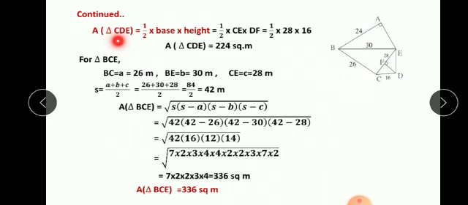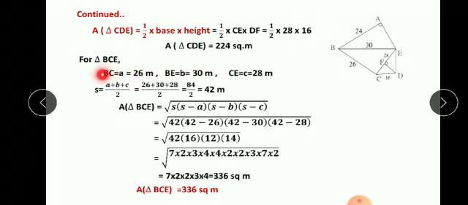Now let us find the area of triangle CDE. We will take half into base into height, that is half into, which is the base here? Base is CE and height is DF. So half into 28 into 16. This is 28 and this ED is 16. Therefore, area of triangle CDE, after the cancellation, is 224 square meters. So we get two areas.